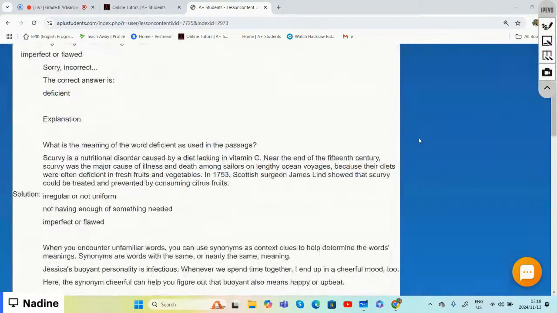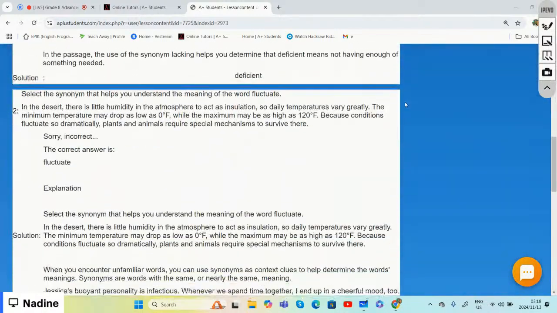All right, now we're going on to the next one. It says in the desert there is little humidity in the atmosphere to act as insulation. So daily temperatures vary greatly. The minimum temperature may drop as low as 0 degrees, while the maximum may be as high as 120 degrees. Because conditions fluctuate so dramatically, plants and animals require special mechanisms to survive there.